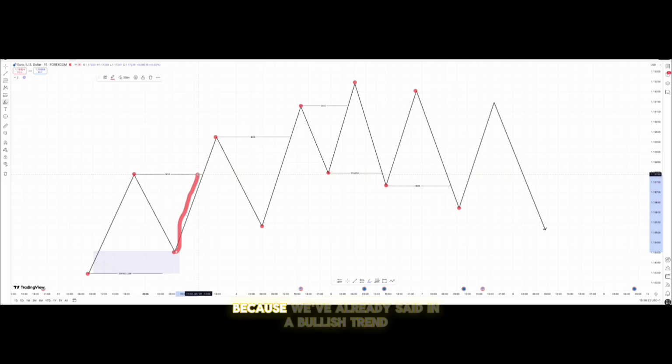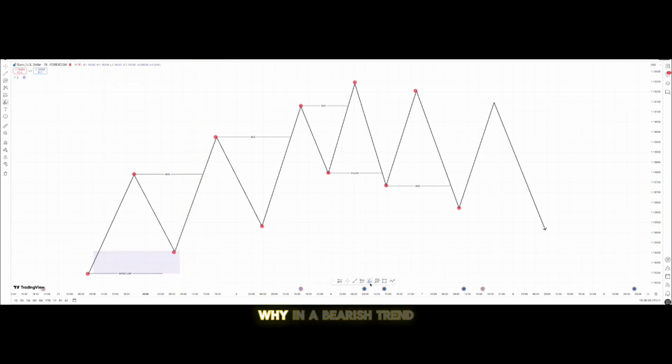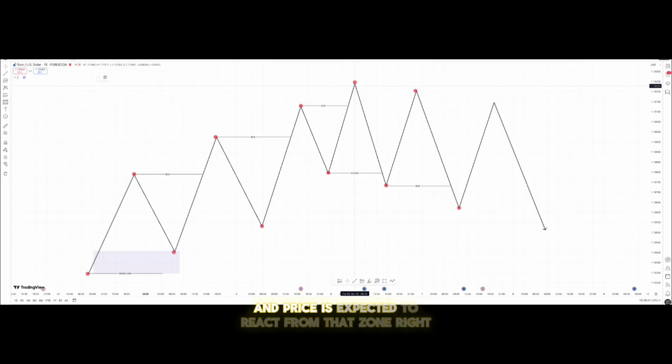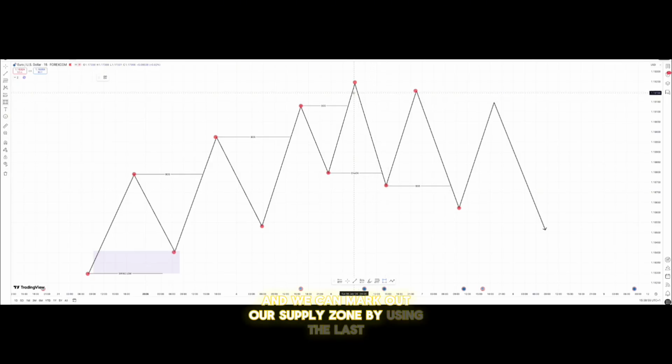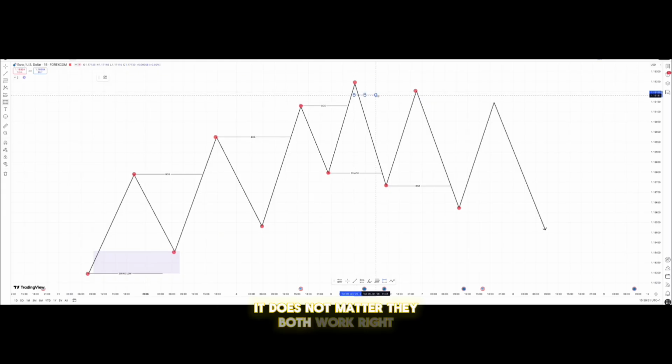Because we've already said in a bullish trend, we expect price to take out our swing high, while in a bearish trend, we expect price to take out our swing low. So in a bearish scenario, if price is bearish, all we'll do is mark out our supply zone. And remember, a supply zone is an area in price where the sellers are many and price is expected to react from that zone. We can mark out our supply zone by using the last candle that caused the impulsive movement. It can either be bullish or bearish. It does not matter. They both work.